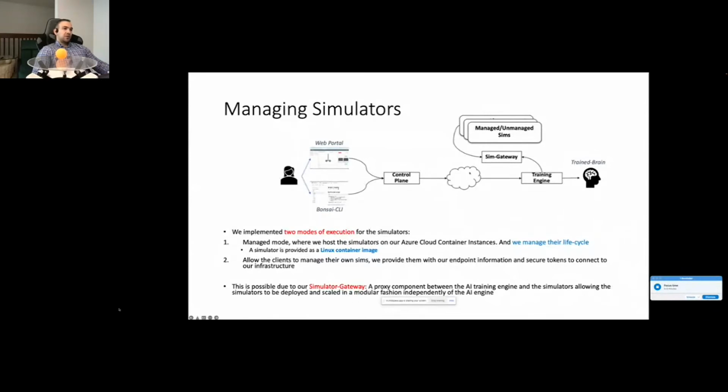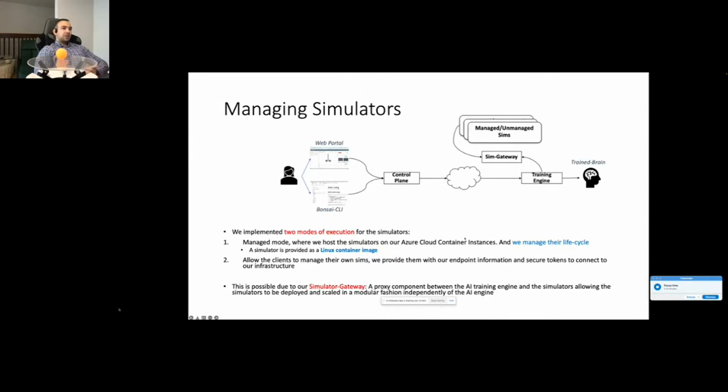So for security reasons, we don't want the training engine, which is our code, our technology running on our infrastructure, to interact directly with the simulators, which could be client code. So instead, we define a gateway or a proxy, where the simulators connect to the proxy, the AI model connects to that proxy as well, and then the proxy will take care of translating this information between all the simulators and the AI model.